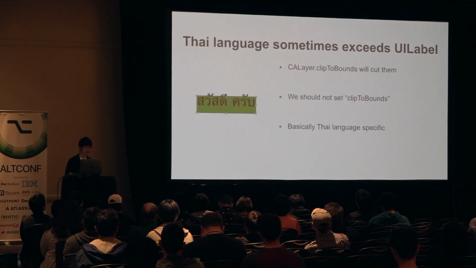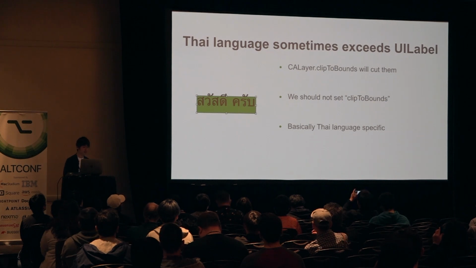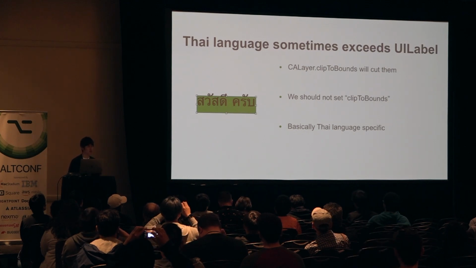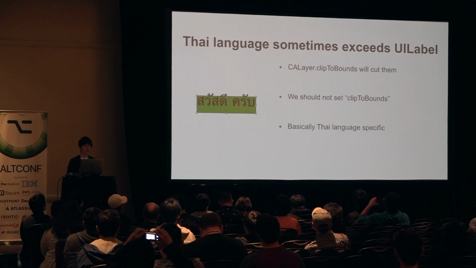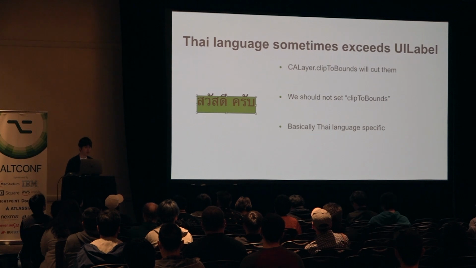What is the most difficult for layout is the Thai language. The image on the left is a UILabel with green background. As you can see, characters exceed the top edge of the label. If we set clips to bounds, the upper part will be cut. So we should not set clips to bounds as much as possible. As far as I know, this is Thai language specific.